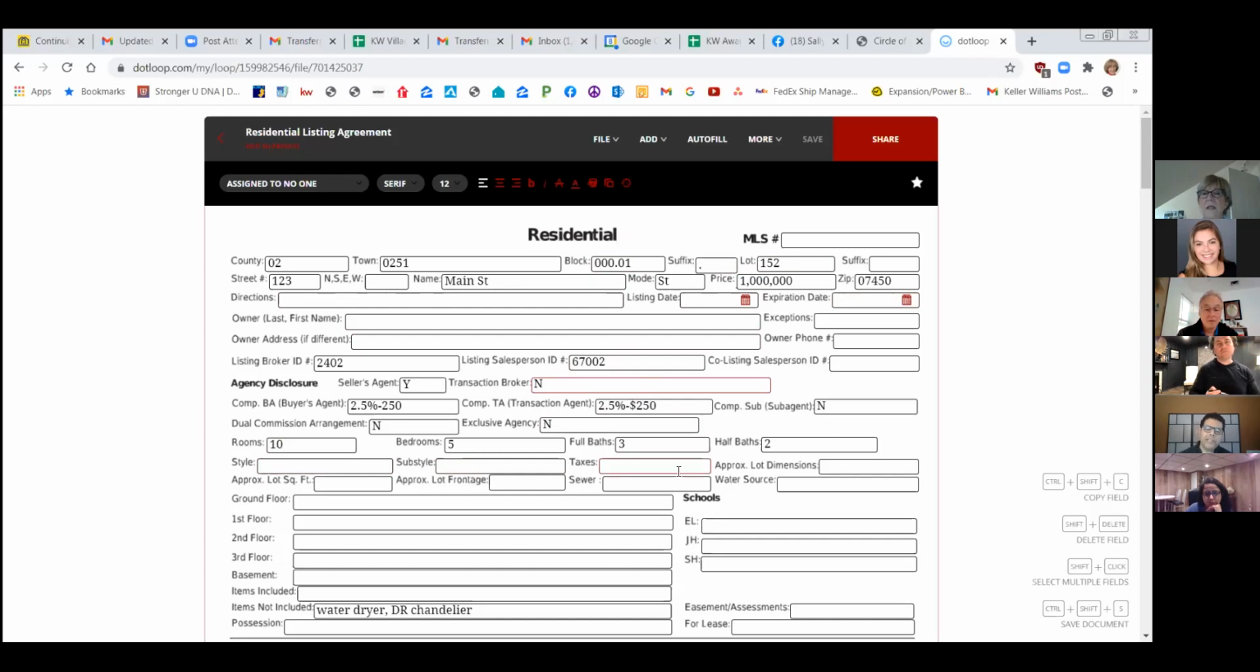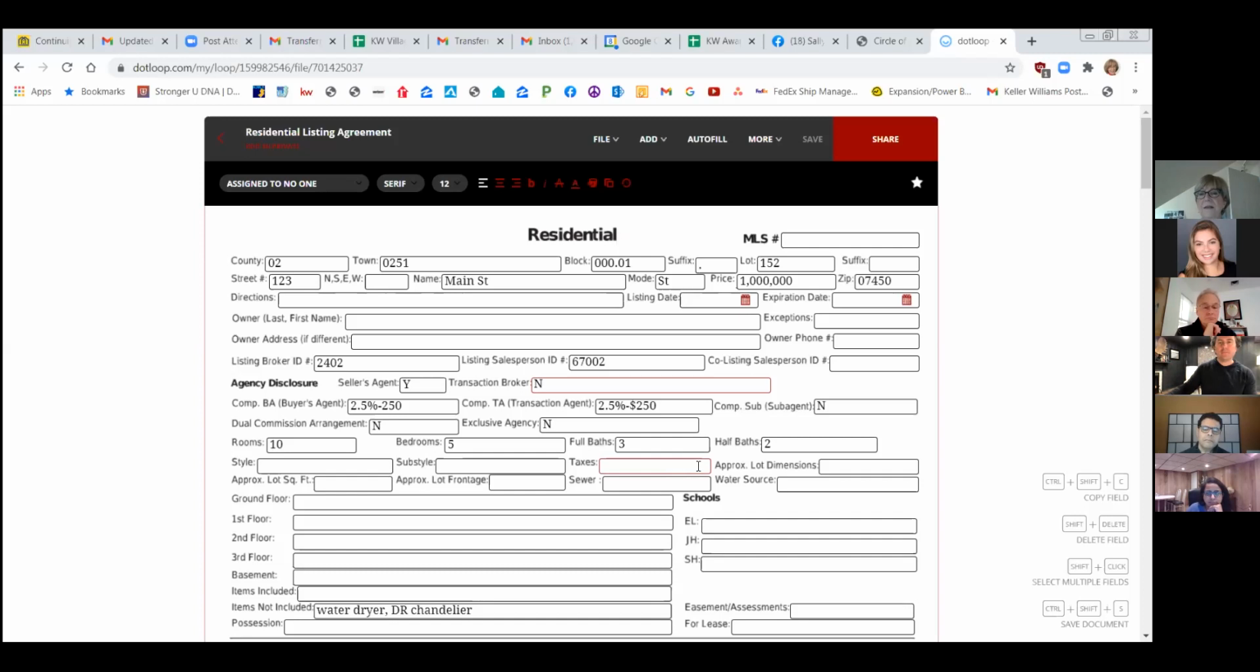So Sally, for a rental, do you need to list the style? I don't think it's a field on a rental listing. A rental listing is a different form. Got it. Yeah. Off the top of my head, I don't remember, but I don't specifically recall it being on there.